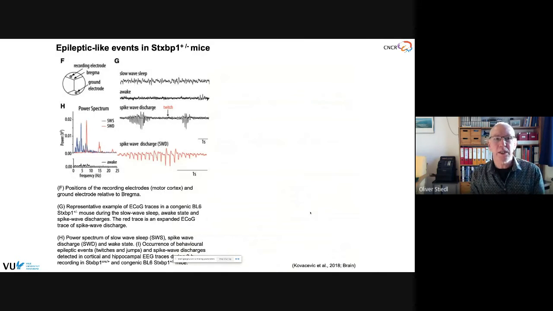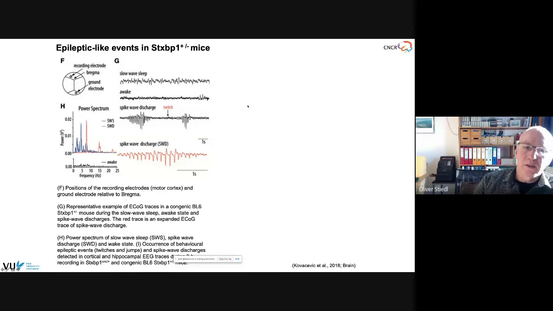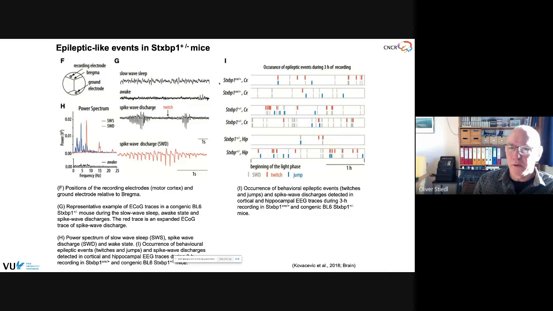So what we see in these animals, and I will show you later how we do this, we again place recording electrodes on the motor cortex and on the cerebellum, and we can now measure slow wave sleep, we can measure awake states, but we also observe spike wave discharge. Actually, this is unique because we only observe this in the animals. And we observe this in a way where it is not always coupled with twitches. So it's a low amplitude signal, but it can be easily picked up, and we know it coincides to a large degree, but not necessarily.